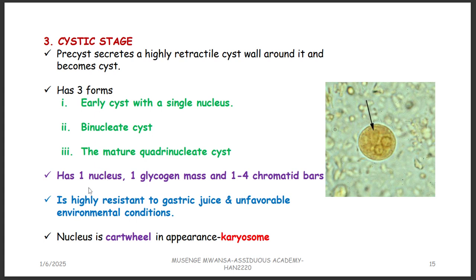The early cyst is going to have one nucleus, one glycogen mass, and one to four chromatoid bars, to differentiate it from the precyst, which contained one glycogen mass and two chromatoid bars.